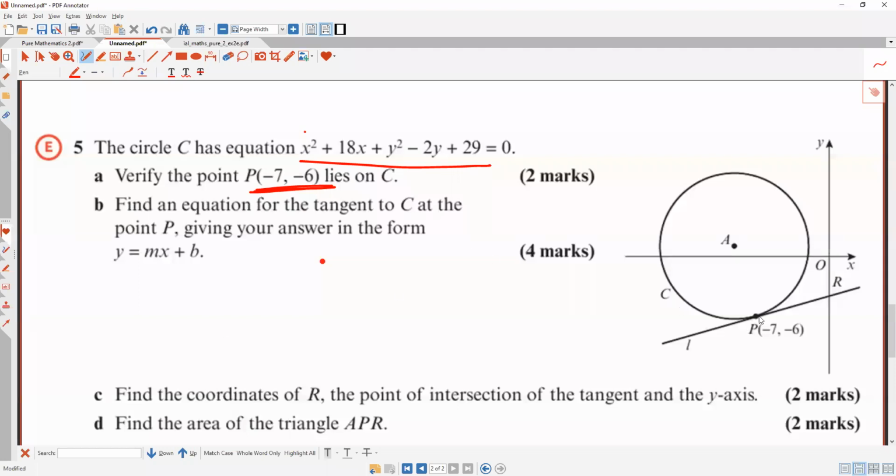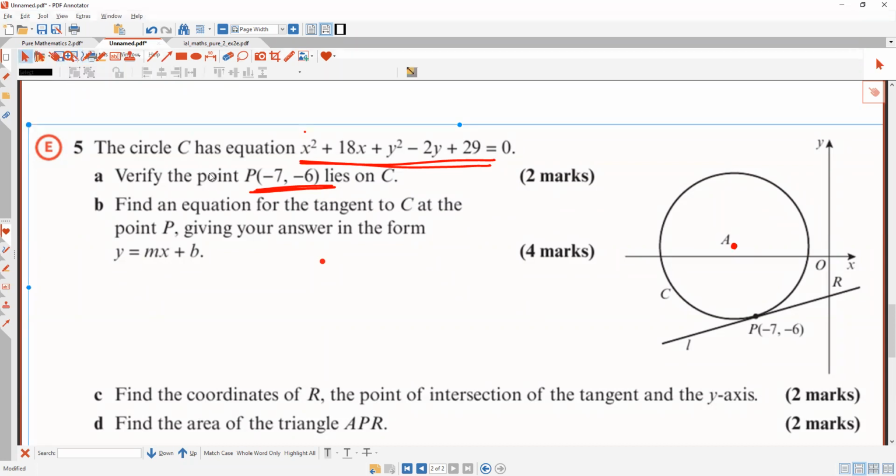Find the equation of the tangent. So they want the equation of this tangent from me. But to find an equation, I need a gradient and a coordinate. Now gradient, I don't know. Coordinate, yes, I know: -7, -6 is a coordinate. But I don't have any way to find a gradient. Can I find the center from this equation? Yes, I can. How? By doing the completing the square method.